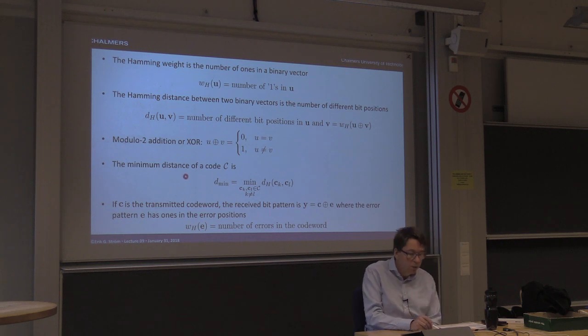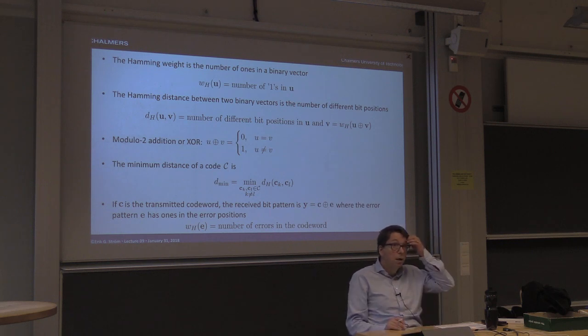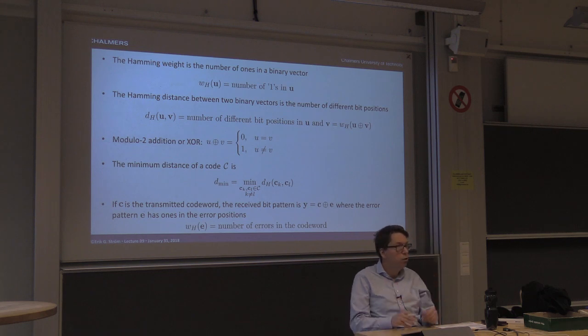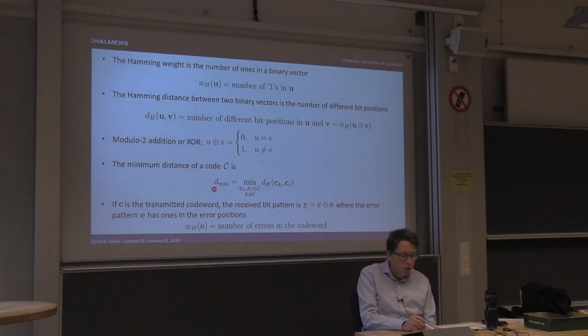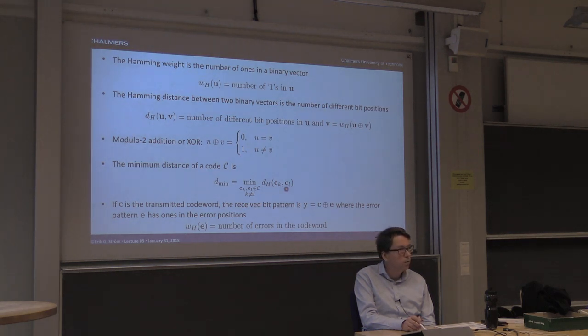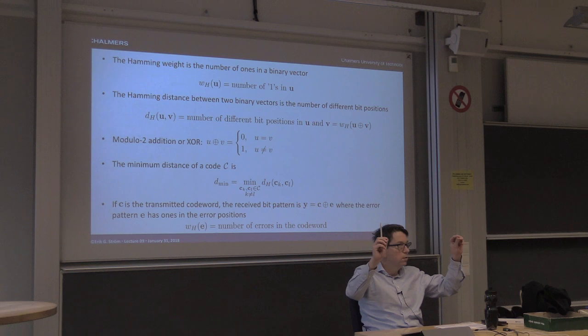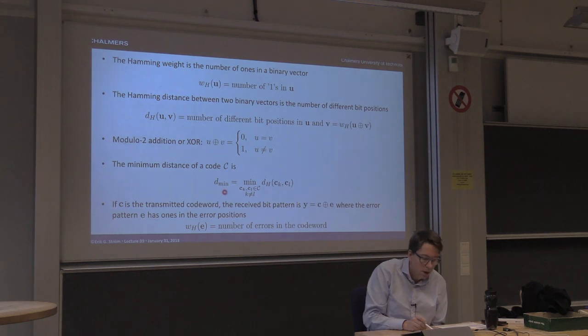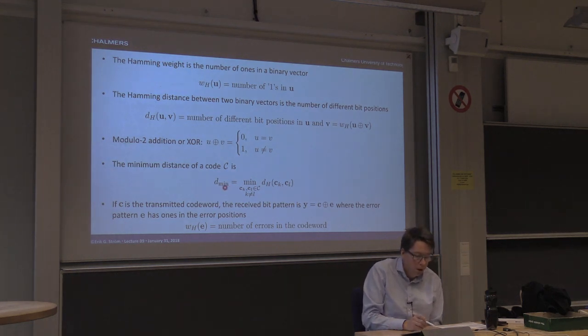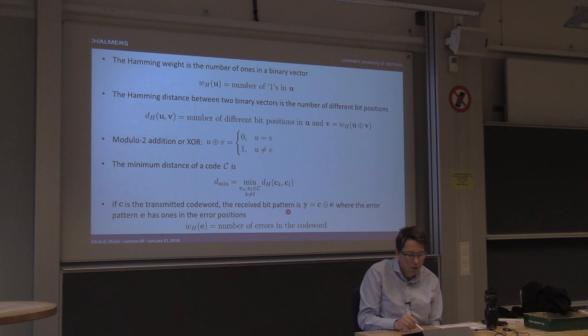Okay, so the minimum distance of a code is a very important parameter or measure of goodness of a code, as we will see shortly. The minimum distance is the minimum Hamming distance between two different code words. So we just look at all possible distinct code words, we measure the distance between them, and we take the smallest distance, and that's the minimum distance. And we want the minimum distance to be high, as we will see.